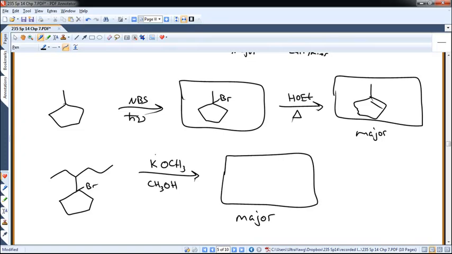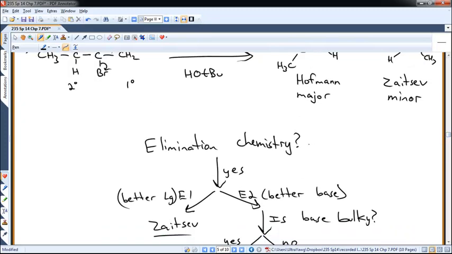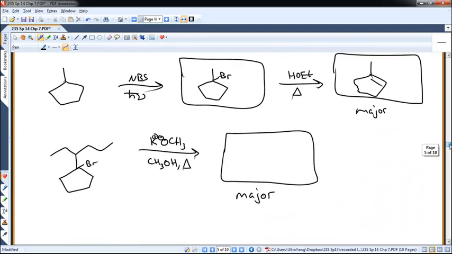So the major product, we have a strong base because we have methoxide. Even to be more explicit, I would do that. The major elimination product would be the most substituted alkene. So if we go up to our decision tree, elimination chemistry, yes, because we have heat. E1 versus E2, better leaving group, better base: methoxide, ethoxide, t-butoxide, those are good bases, a little bit better than the leaving groups, since these leaving groups are not resonance stabilized or anything like that. The oxides, the carbon oxides, are better bases. Is the base bulky? No, it is not, so we should get the Zaitsev product as the major product.